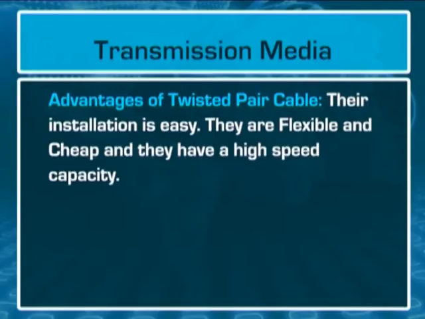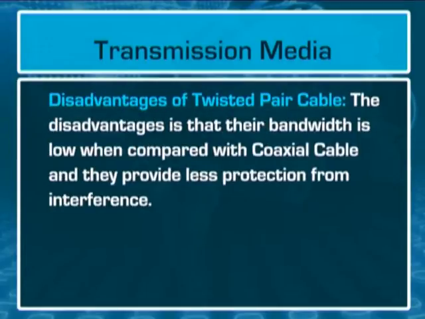There are many advantages associated with twisted pair cables, such as their installation is easy, they are flexible and cheap, and they have a high speed capacity. The disadvantage is that their bandwidth is low when compared with coaxial cable, and they provide less protection from interference.